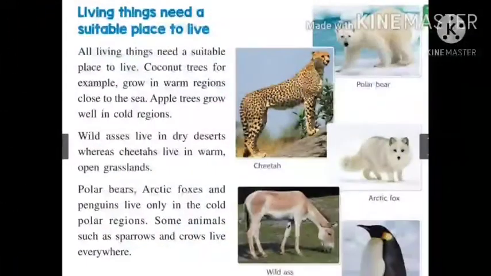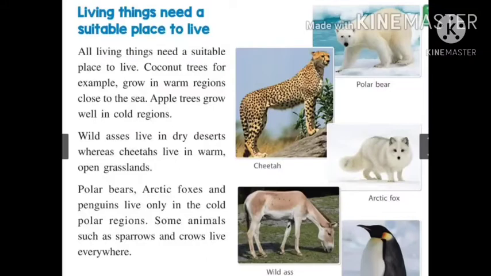Living things need a suitable place to live. All living things need a suitable place to live. Coconut trees, for example, grow in warm regions close to the sea. Apple trees grow well in cold regions. Wild asses live in dry desert, whereas cheetahs live in warm open grasslands. Polar bears, Arctic fox, and penguins live only in the cold polar regions.